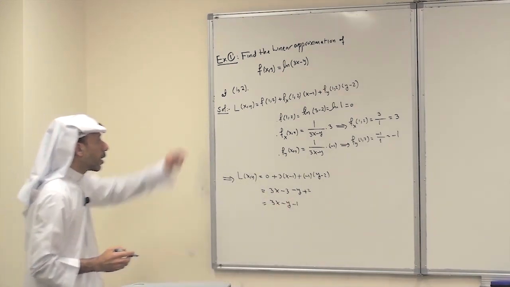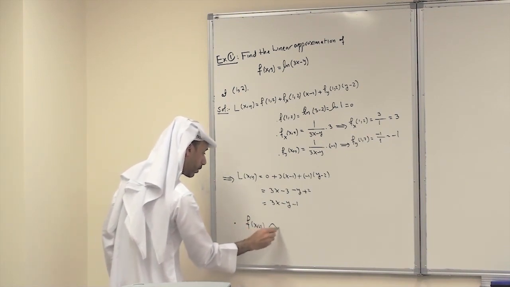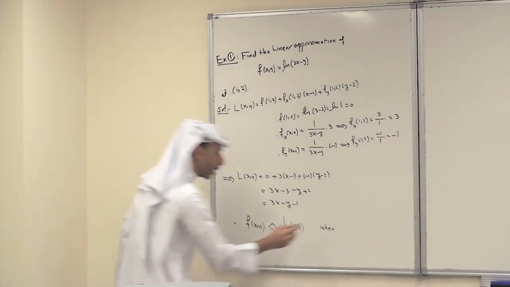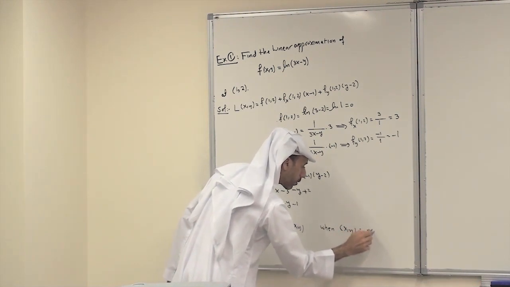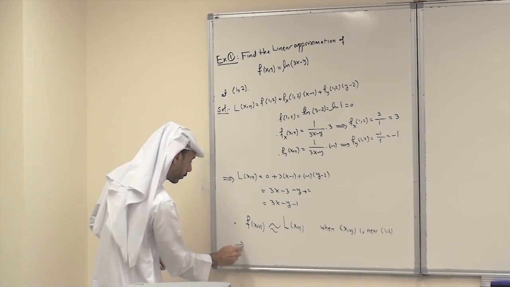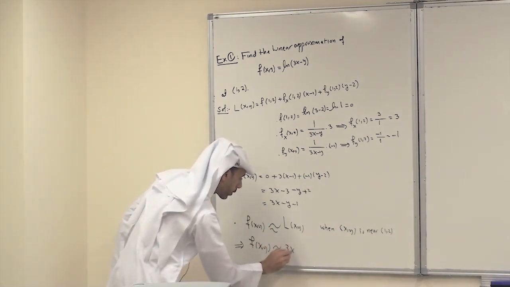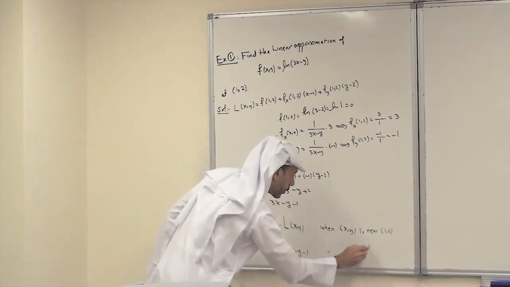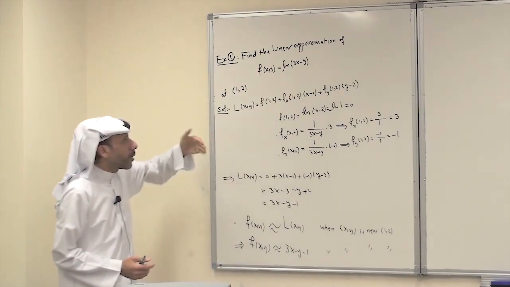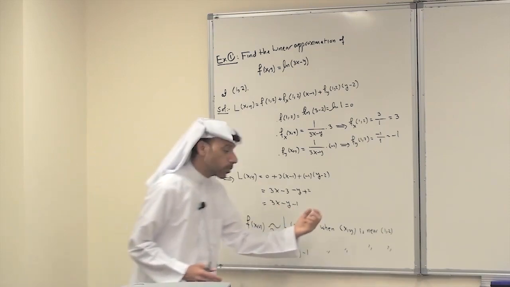This is the linearization. Now what is the linear approximation? The linear approximation is the following: f(x,y) is approximately equal to L(x,y). Of course, this approximation is valid when (x,y) is near the point (1,2). So f(x,y) is approximately equal to L(x,y), which is 3x − y − 1, when (x,y) is near the point (1,2). So the linear approximation of the function ln(3x − y) is approximately this linear equation, 3x − y − 1. But again, the approximation is valid around the point (1,2).